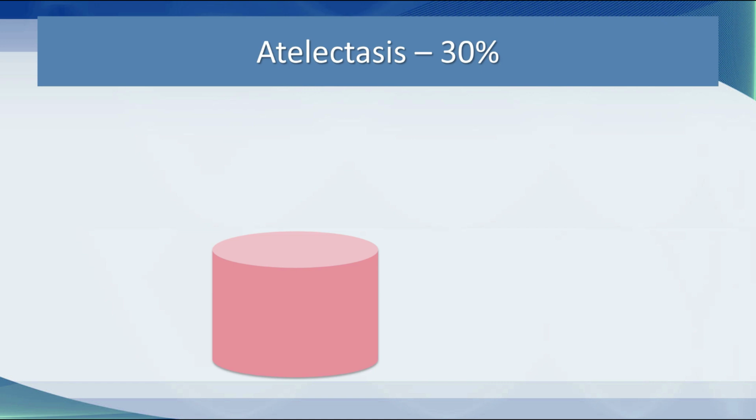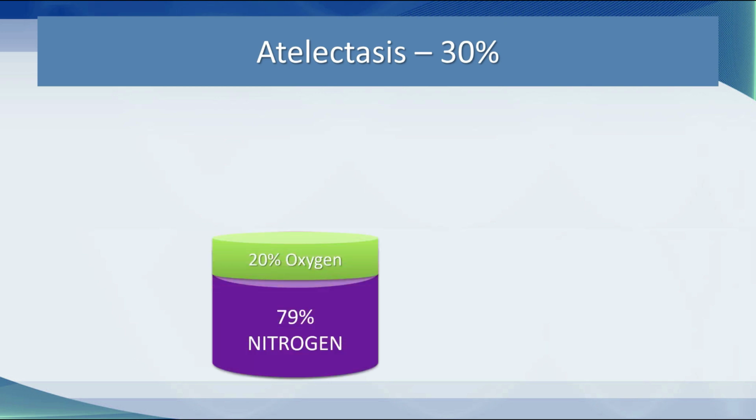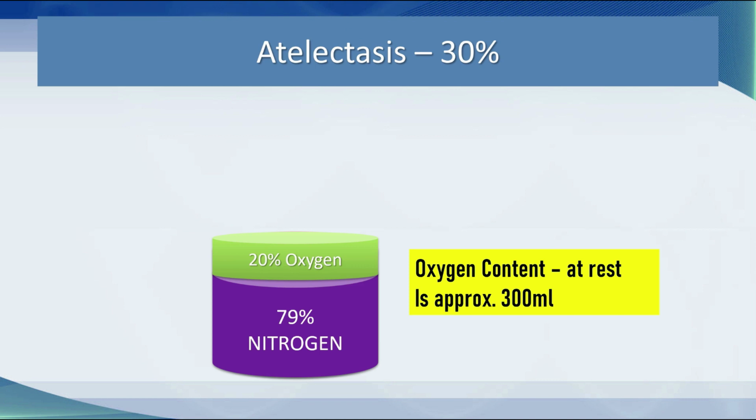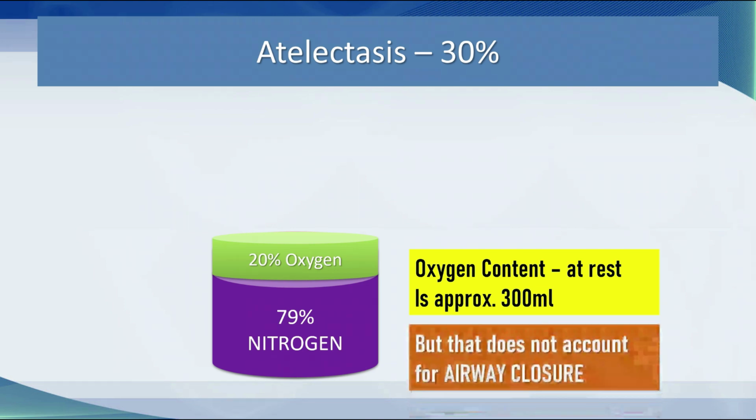Well, what happens when there is atelectasis of, for example, 30%? Remembering what's in the alveoli is 20% oxygen and 79% nitrogen. So when 30% of your resting lung volume is lost, then the oxygen content falls dramatically. And in this case, it will fall from 450 mils down to 300 mils. That seriously shortens the non-hypoxic apnea duration, and it doesn't even account for the problem of airway closure.